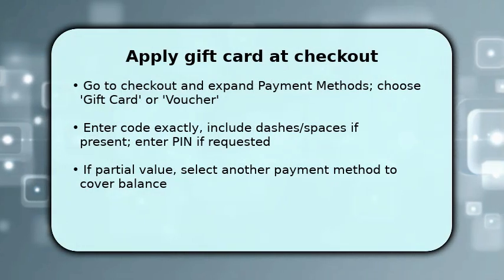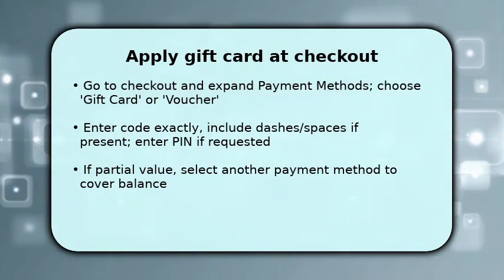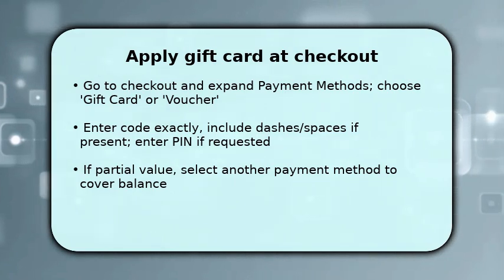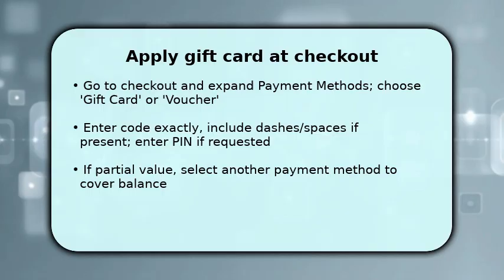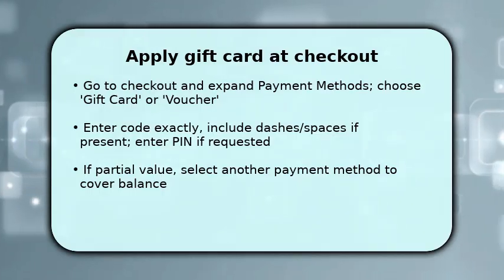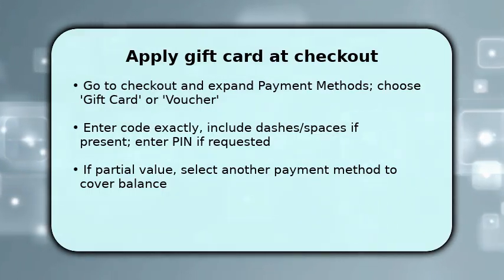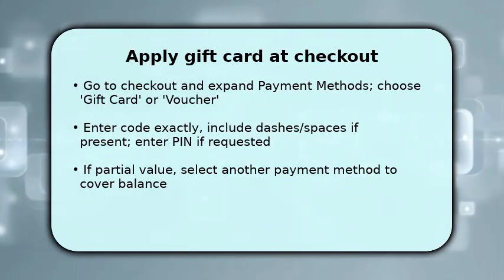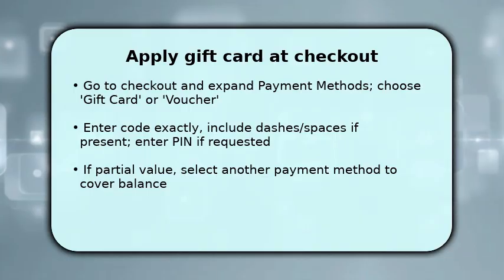At checkout, open payment methods and choose the gift card or voucher option. The interface may label it differently, but it's always near coupons. Type the code exactly as printed. Spaces or dashes can be required. Then enter the PIN if prompted and tap Apply. Once accepted, Myntra will show the gift card deduction.